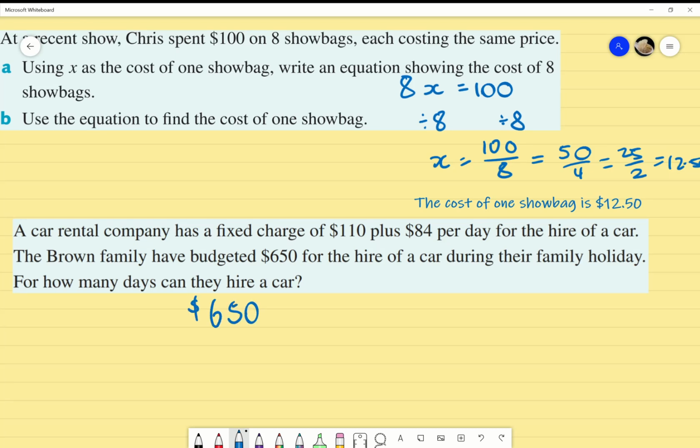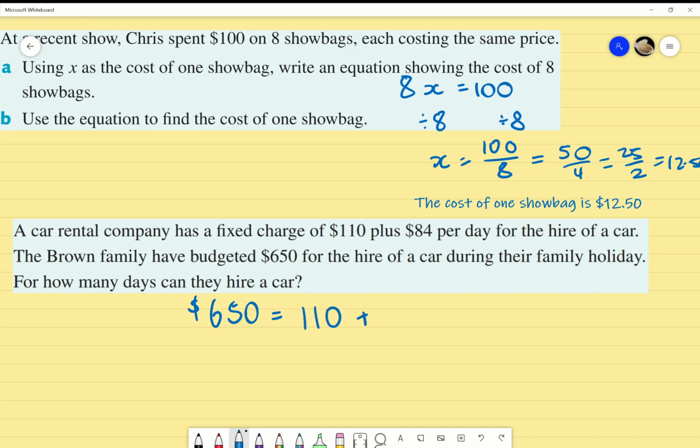Now I need to figure out, what is the cost? I know the fixed charge of $110. What does a fixed charge mean? That's the immediate cost. Yep. Does it change if I use it for a year? No, exactly right. The fixed charge doesn't change. It stays the same regardless. You can use it for a year, you can use it for a minute, doesn't matter. It still costs $110.